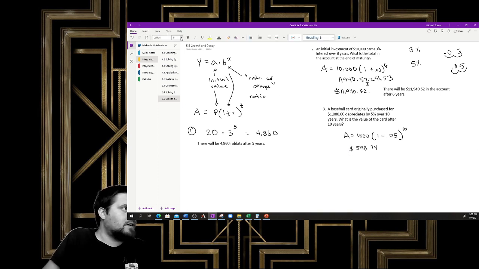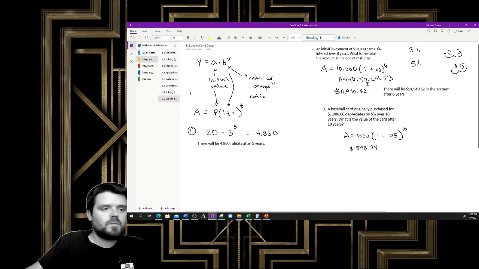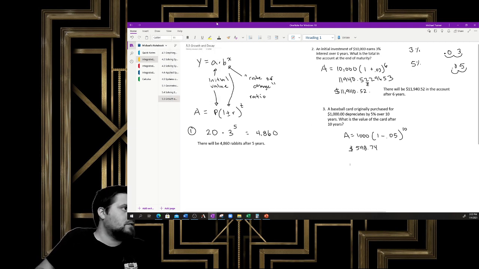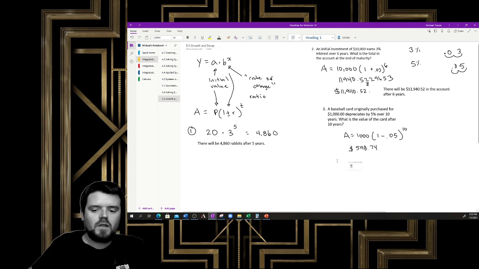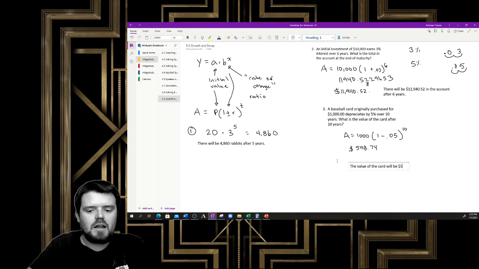Okay, once I have that, again, complete sentences. The value of the card will be $598.74 after 10 years. And that's all there is to it.